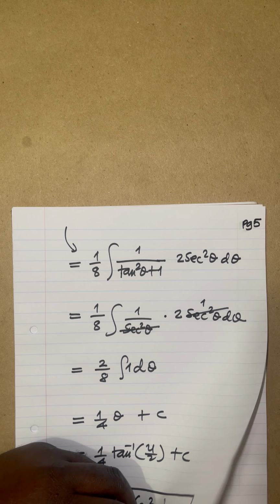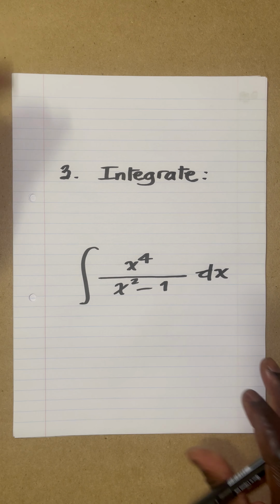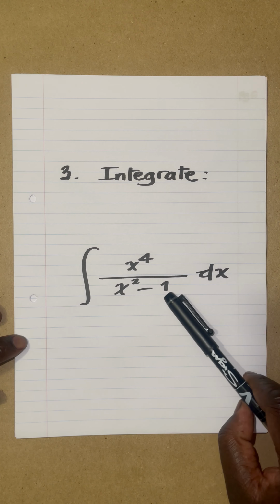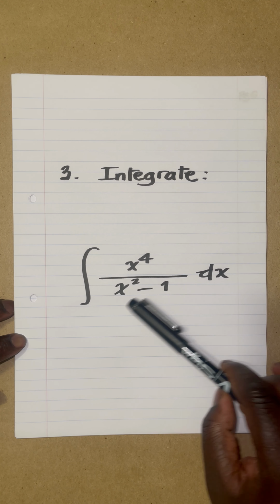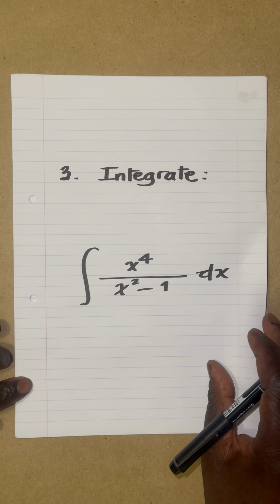Right, let's look at the third integral in this video. Here is the third integral. We are supposed to evaluate or integrate x to the power 4 all over x squared minus 1. This is what we need to work on. So how do we approach this? Well, by looking at the denominator, we have x squared minus 1. The numerator has x power 4. Clearly, you can see that we somehow should construct a difference of two squares here in the numerator.